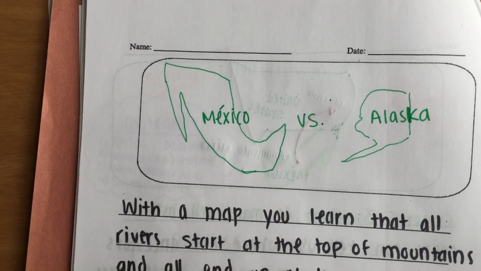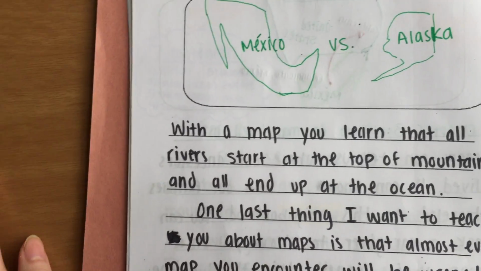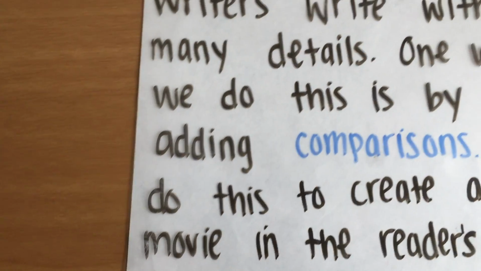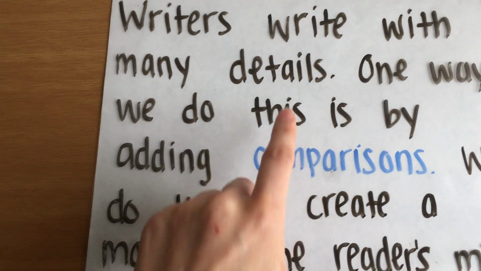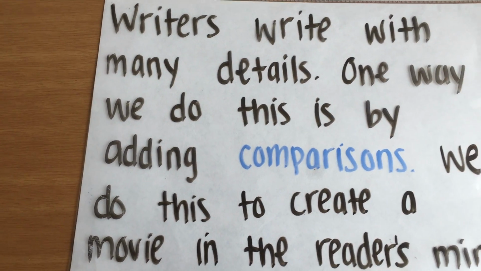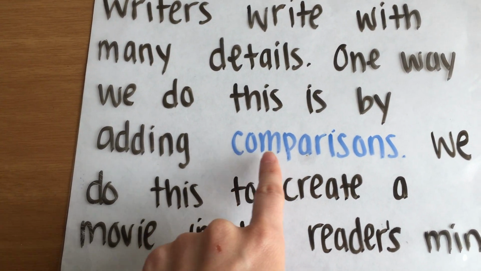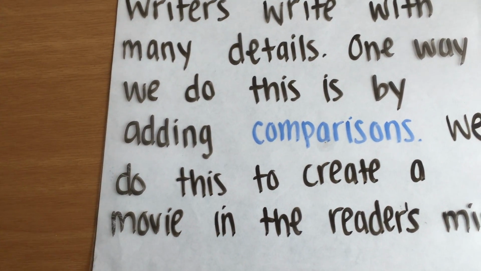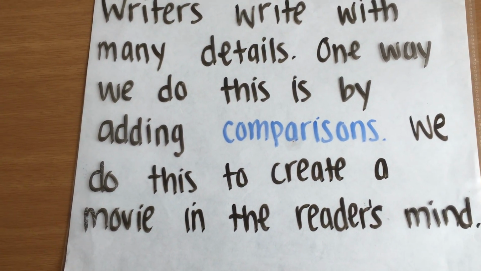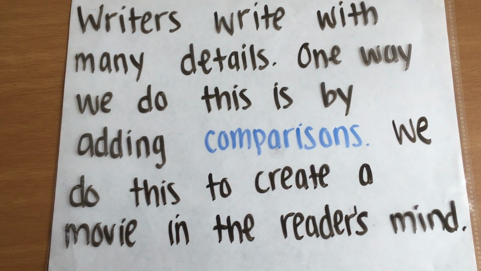The end. All right, so in summary, writers write with many details, and you already are experts. You know how to add the five senses, but I wanted to teach you a different way. Writers also use comparisons when they compare two different things to create a movie in the reader's mind. So I can't wait to see how you do this.